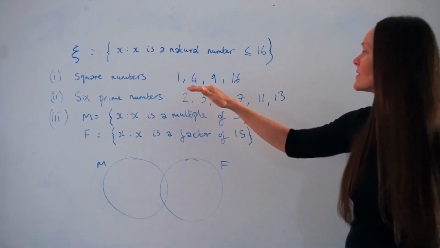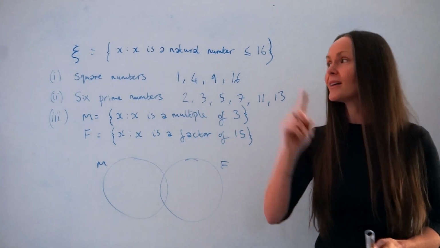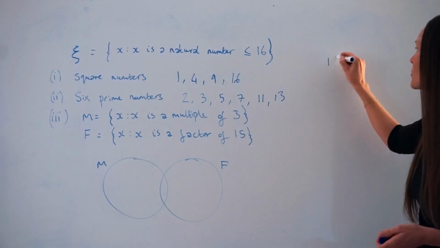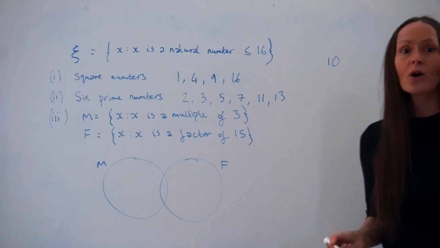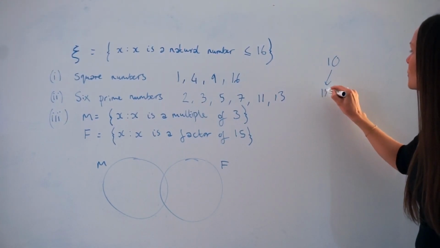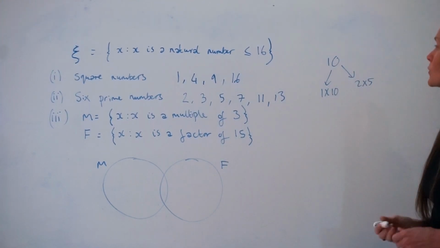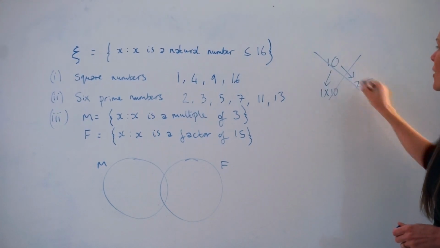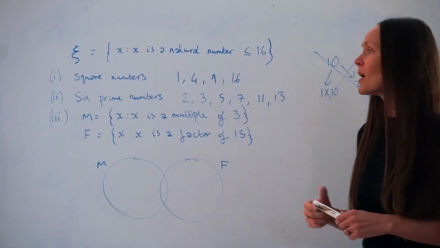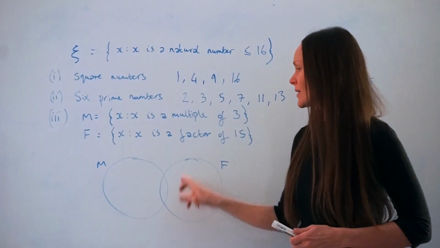Okay, so all of these numbers are prime because they only have 2 factors, 1 and itself. If I just take another number from 1 to 16, for example 10, you know this is not a prime number because it has more than 2 factors. You can do 1 times 10, but you can also do 2 times 5 in order to get 10. So that is not a prime number, okay? So that's part 2.